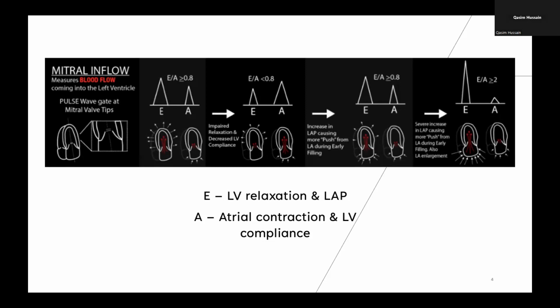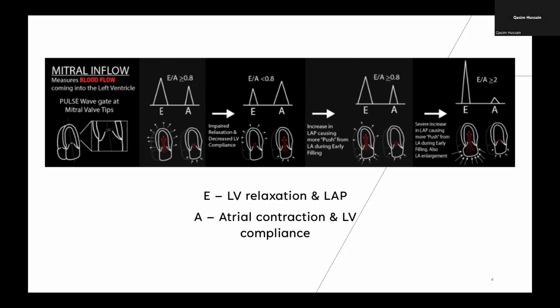So you get your apical 4 and you put this gate just past the mitral valve when it's fully open. At that point, you're assessing the velocities during diastole of the blood coming through that valve. You can see in this first part of the diagram what a normal waveform would look like right at the mitral valve. It's split into two waves, an E wave and an A wave.